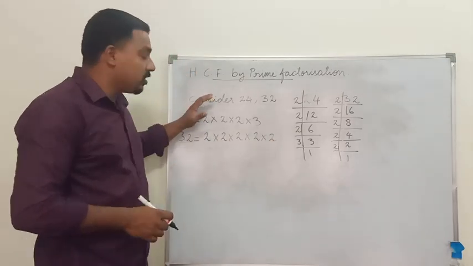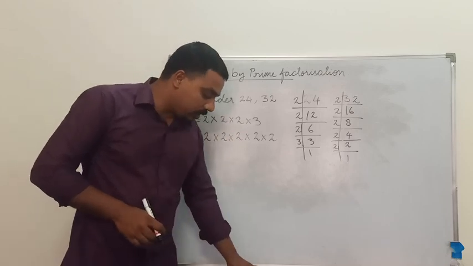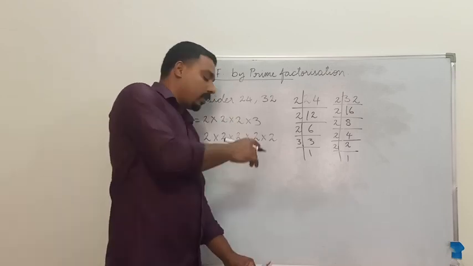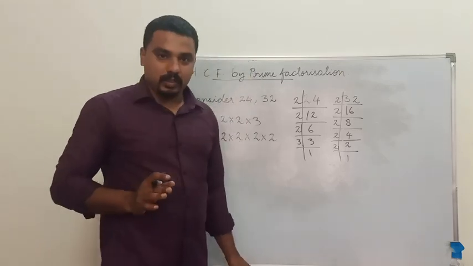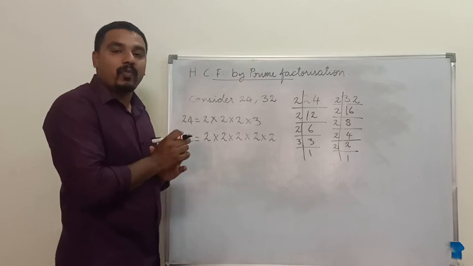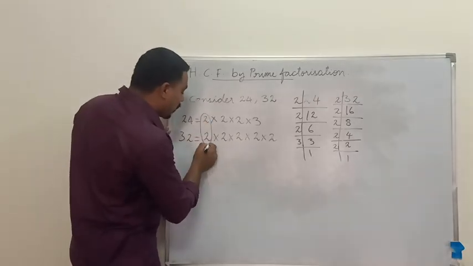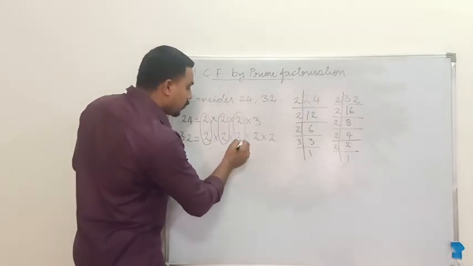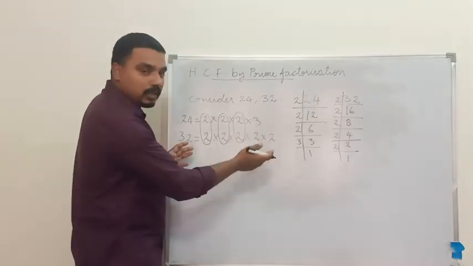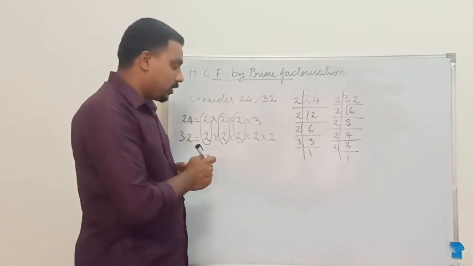Clear? Now the first step is completed. We have found the prime factorization of the given numbers. The second step is to take all common factors. We have to take all common factors among these. So which are the common factors? These are the common factors, right? There is no more common factor, right? Okay, only 3 common factors are there.